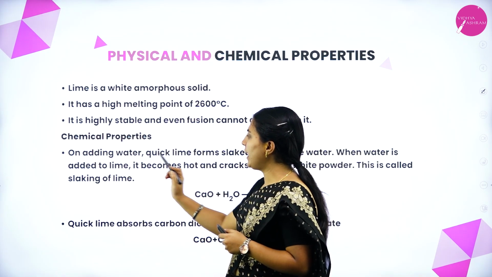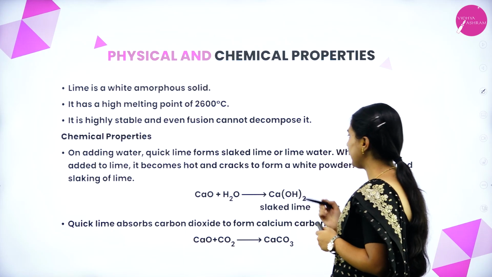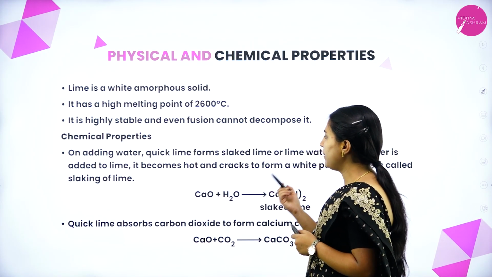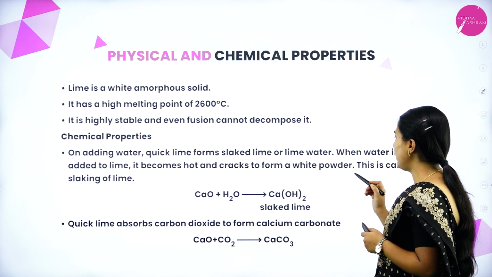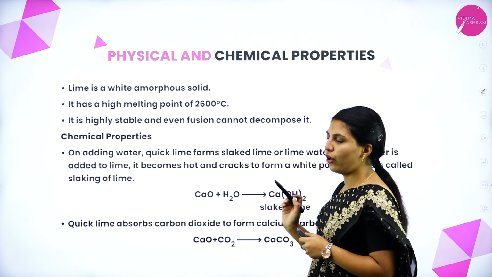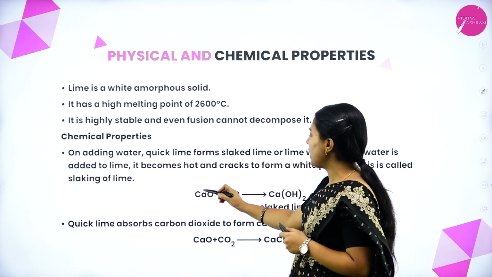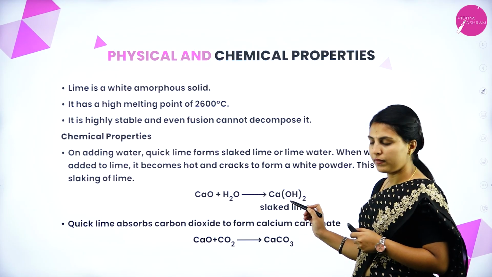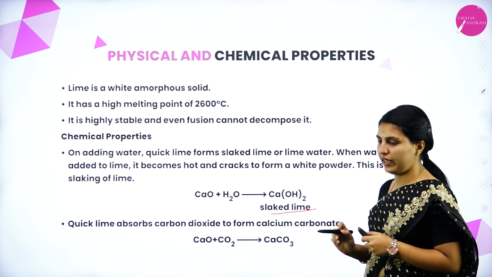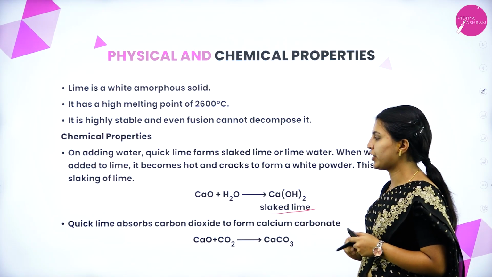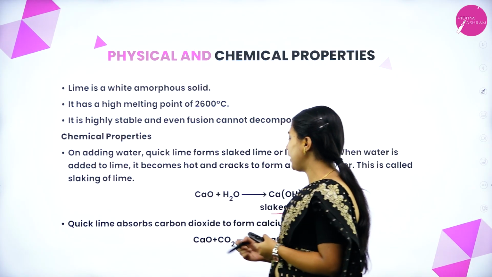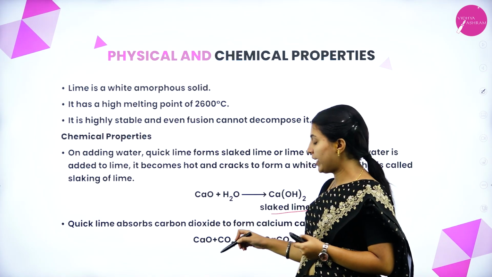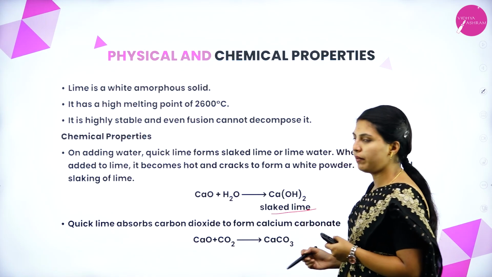Chemical properties. On adding water, quicklime forms slaked lime or lime water. When water is added to lime, it becomes hot and cracks to form a white powder. This is called slaking of lime. See here, when calcium oxide is treated with water, it will form calcium hydroxide, that will be called slaked lime. How will it be formed? By this reaction. Quicklime absorbs carbon dioxide to form calcium carbonate. When calcium oxide reacts with carbon dioxide, it will form calcium carbonate.